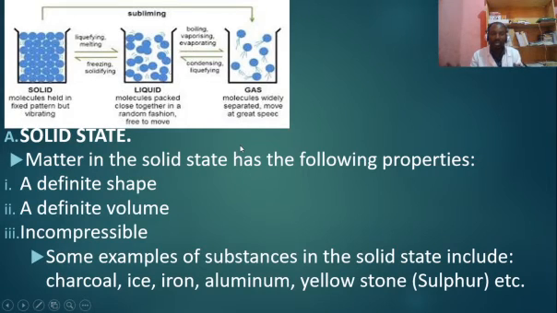So you see solid state. We want to look at the solid state, and we see that matter in the solid state has the following properties. 1. A definite shape. 2. A definite volume. 3. Incompressible.